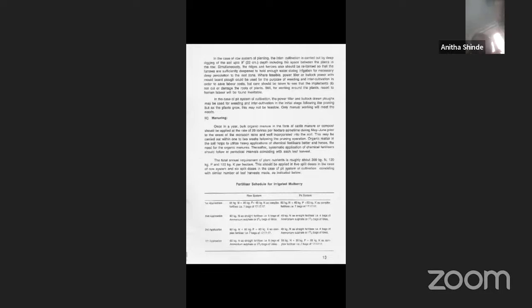Pit system means where you have to dig the pits and then you have to go for it. This is the schedule for the irrigated mulberry, how and when to apply the fertilizer. First application, second application and third application, then fourth application, fifth application as well as the sixth application. Overall, they have given how much for row system and how much for the pit system.